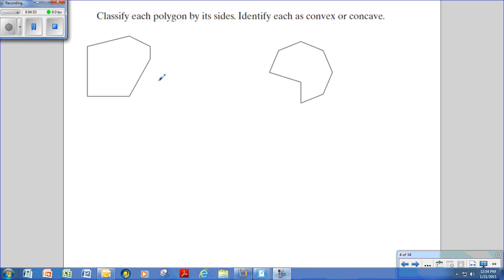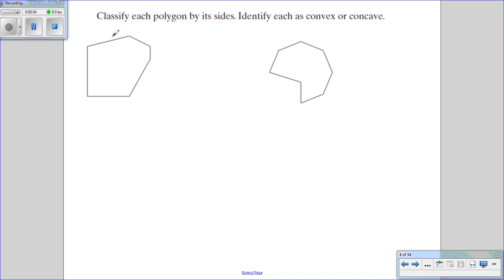Okay, so we have a couple of examples here. It says classify each polygon by its sides and identify if it's convex or concave. All right, so this first one here is 1, 2, 3, 4, 5, 6 sides. So this is a hexagon. None of the sides are caved in, so this is what we call convex.